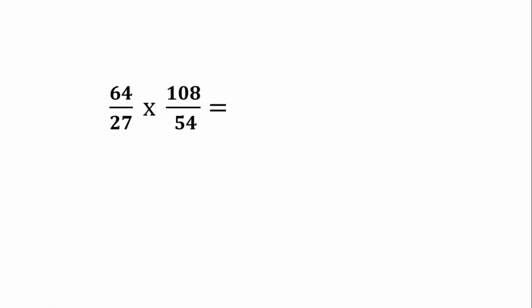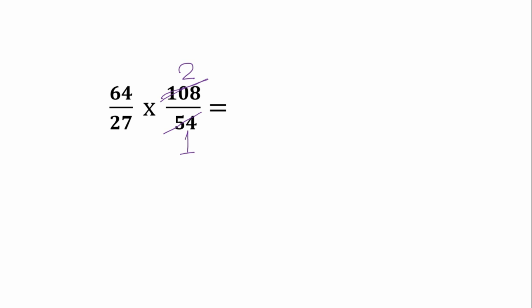Let's look into the second example here. I have 64 times 108 in the numerator and 27 times 54 in the denominator. I can see 54 and 108, which means 54 times 2 gives me 108. So I'll just cancel it, 54 being the common factor. 54 in 54's table is 1 time. I will cancel 108 and write 2.